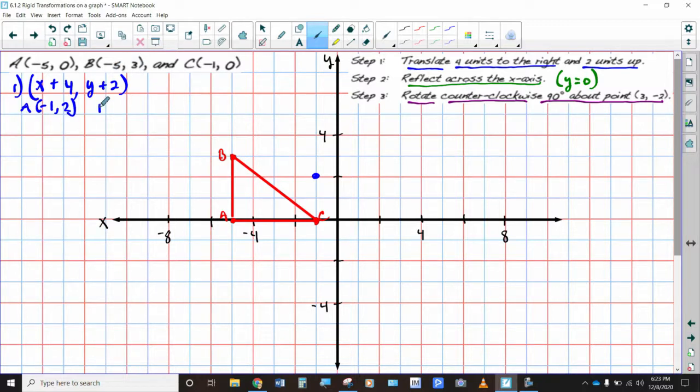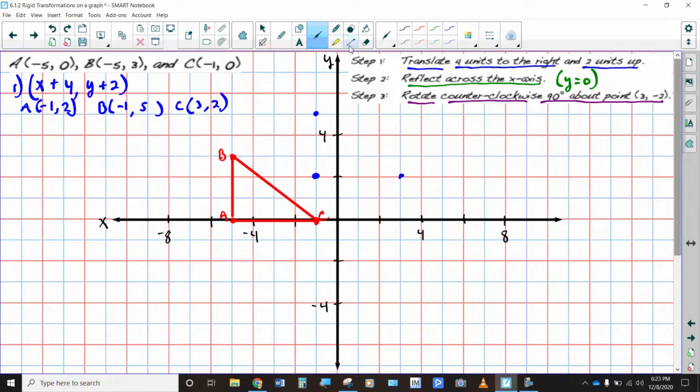And for point B, increase x by 4, so that's going to be negative 1, and increase y by 2, that should be 5, right? So B is going to go 1, 2, 3, 4, and then 1, 2. Is that at negative 1, 5? Yes, it is. And then C is going to increase x by 4, so 1, 2, 3, 4. So that's going to be where x is equal to 3, and y is going to go up by 2. So 3, 2. Let's do that again. 1, 2, 3, 4, 1, 2.